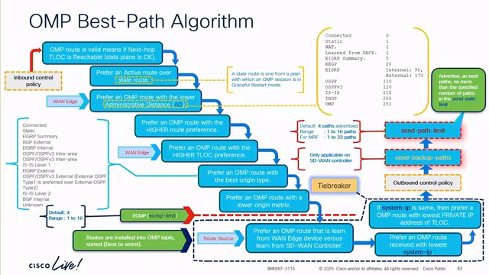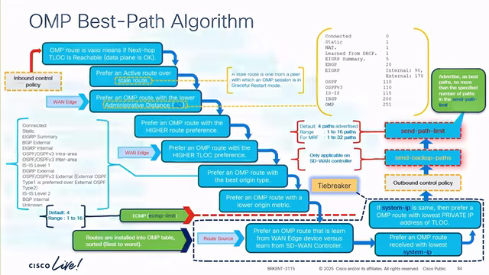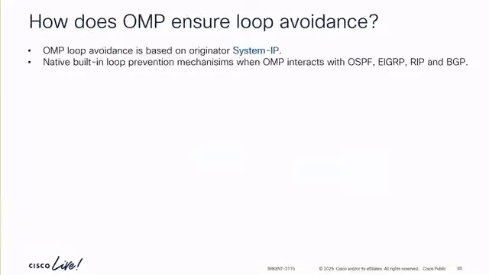Once all the steps are processed and we select the best path, then if we applied any policy in the outbound direction, we feed those prefixes which we selected based upon the OMP best path algorithm into that outbound control policy. If we configure send backup path, we also send the backup paths, so that if we have any failure, we have fast convergence for the WAN edge devices.